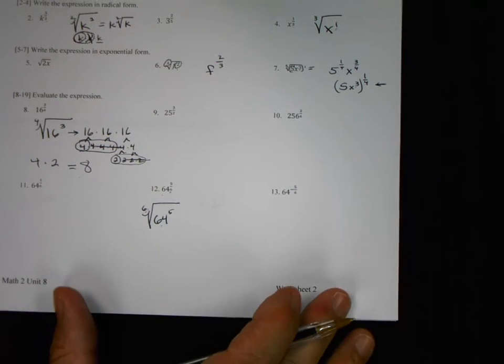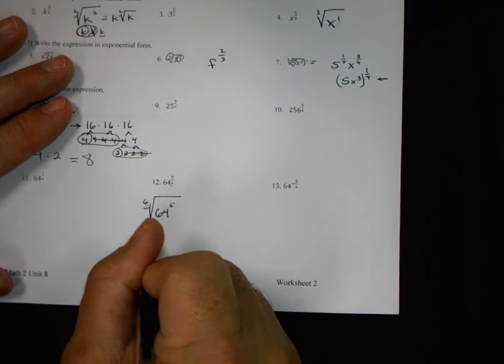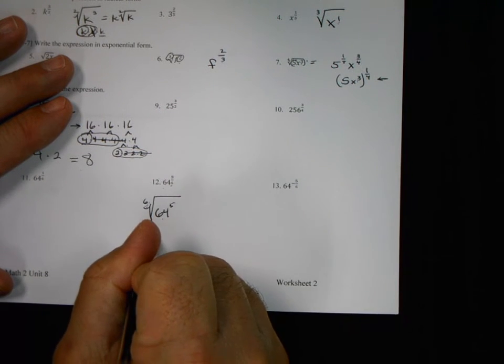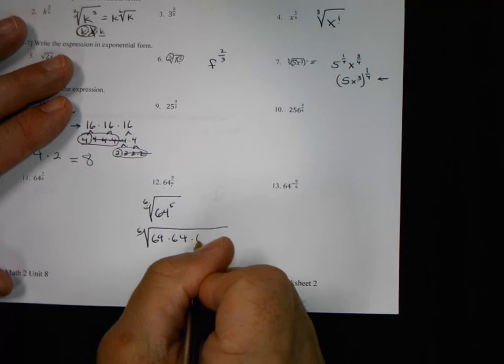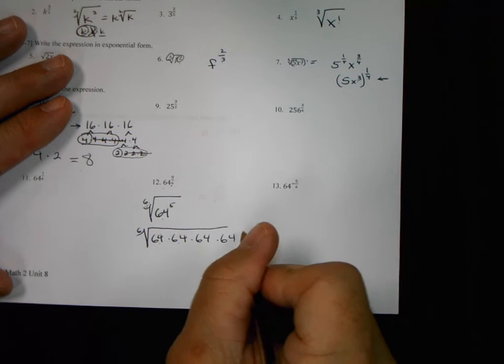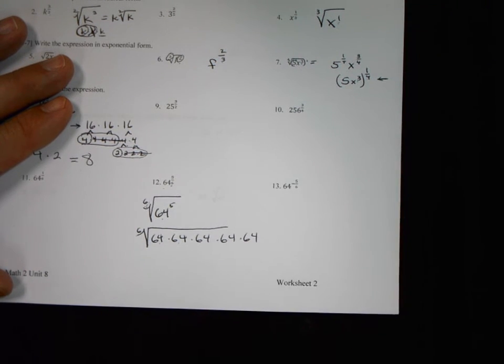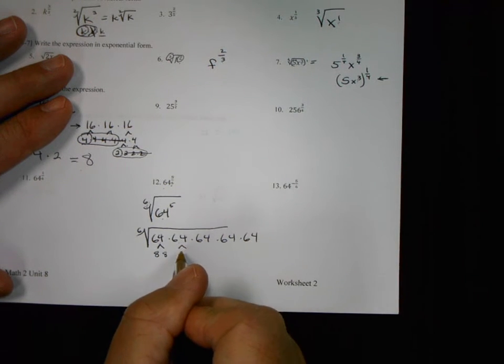All right. Well, how do we do that? It takes 6 to get one out. We have to remember what we have is the 6th root of 64 times 64 times 64 times 64 times 64. That's 1, 2, 3, 4, 5 times 64. And I've got to remember 64 is 8 times 8.